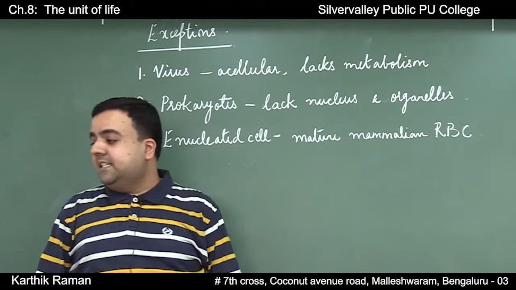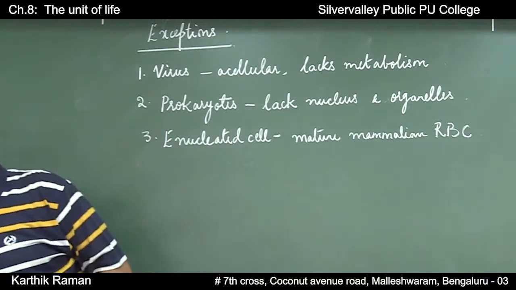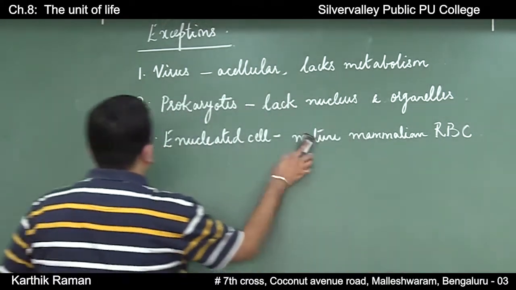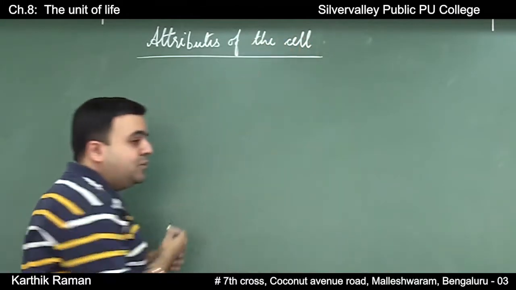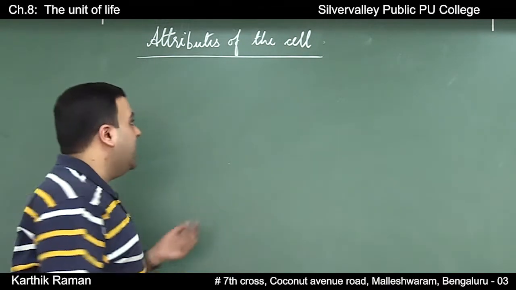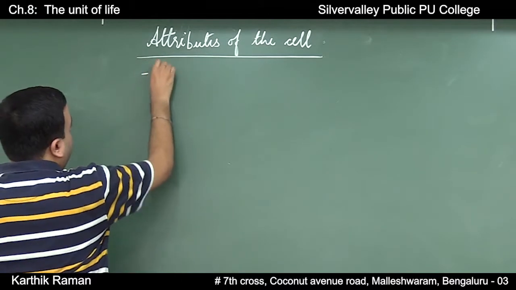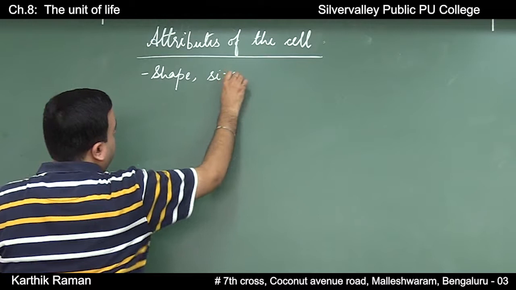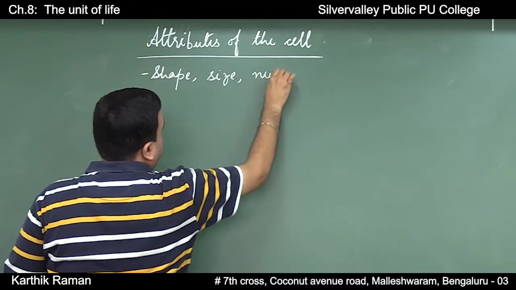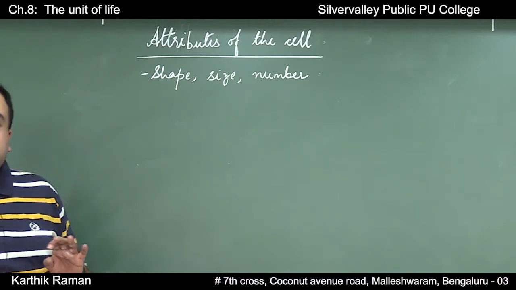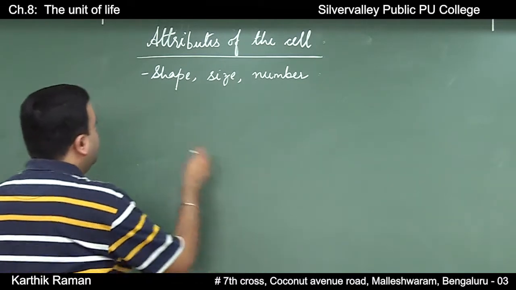So now let us deal with the attributes of the cell. So what could be the attributes of the cell? Attributes will refer to the characteristics. So basic characteristics. So here we will talk of shape, size and number. So we will be dealing with the shape, size and number.